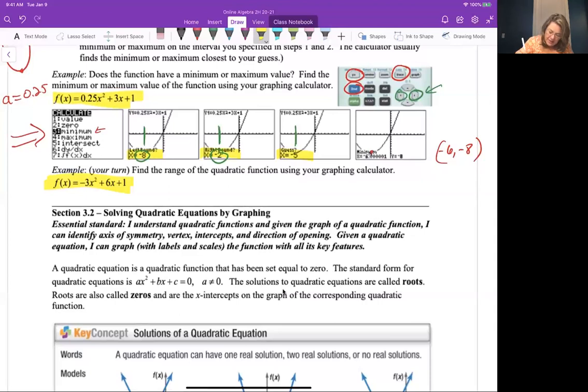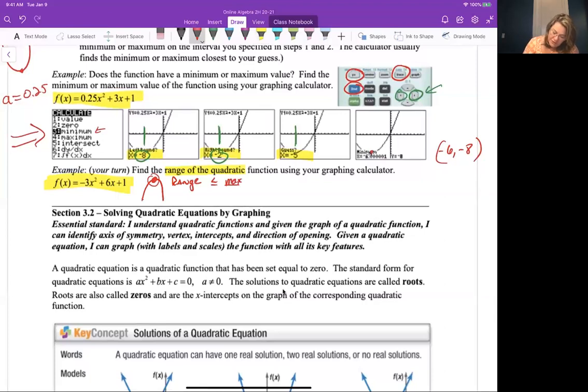Okay, welcome back. First off, notice that they're asking for the range of the quadratic function. This has a -3, so it opens downward, right? So it has a maximum, and the range is going to be less than or equal to whatever this maximum is. I don't know what it is, but hopefully you found it.